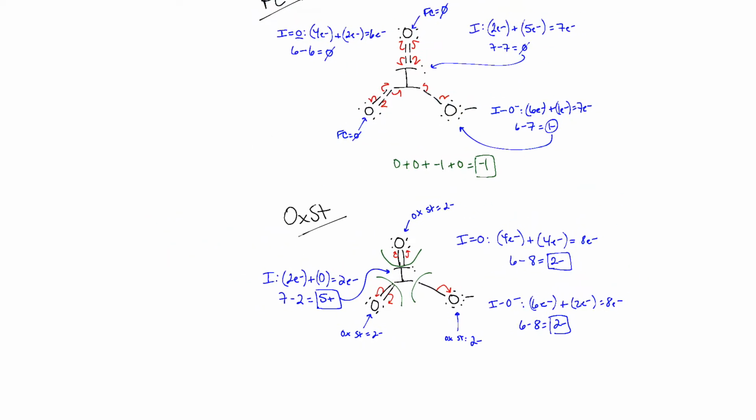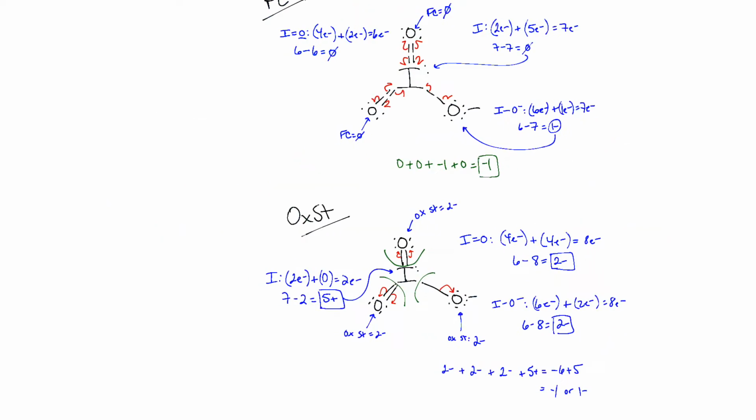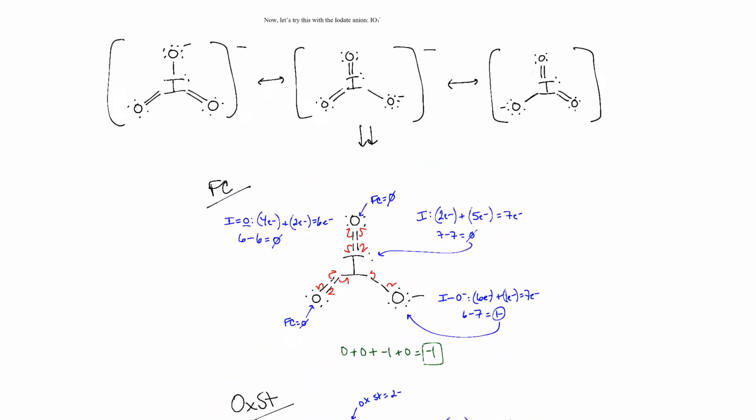If we add up all these oxidation states, we'll get the charge on the overall atom, so let's do that. We have 3 oxygens and 1 iodine, so it's 2- plus 2- plus 2- plus 5+ equals -6 plus 5 equals -1. Or 1-, however you want to say it, but there is a -1 charge on the iodate anion.